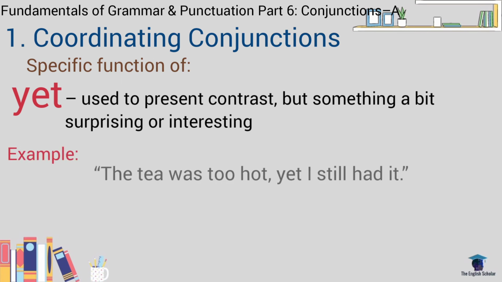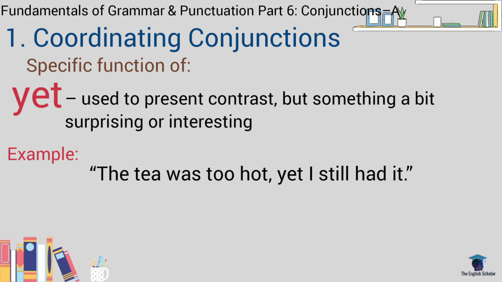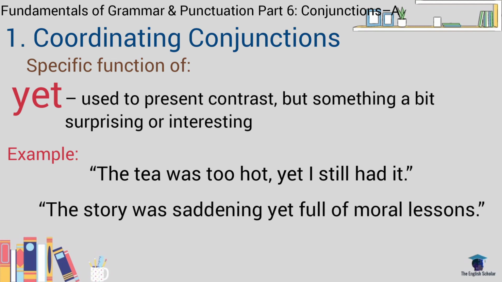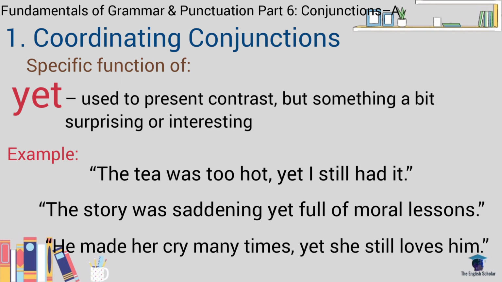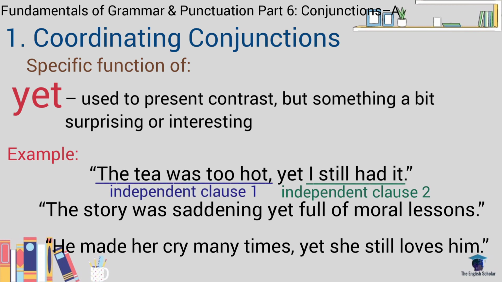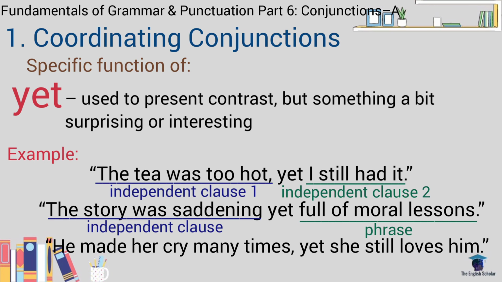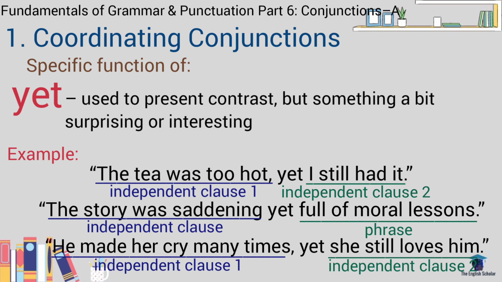For example, the tea was too hot, yet I still had it. The story was saddening, yet full of moral lessons. He made her cry many times, yet she still loves him. Notice the sentences here. In the first sentence, we connected two independent clauses. In the second one, we connected an independent clause and a phrase. And in the third one, we connected two independent clauses too. Each of the sentences contains contrasting ideas against some things we already knew based on the first clauses.